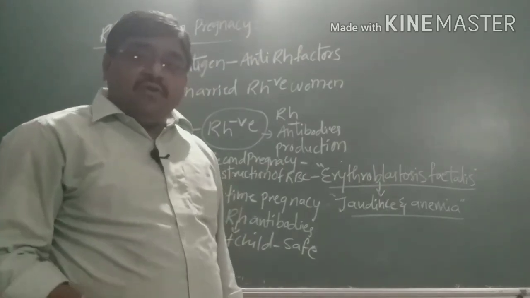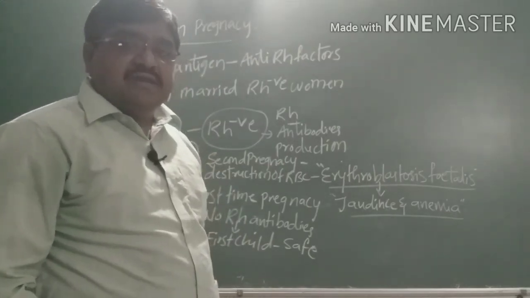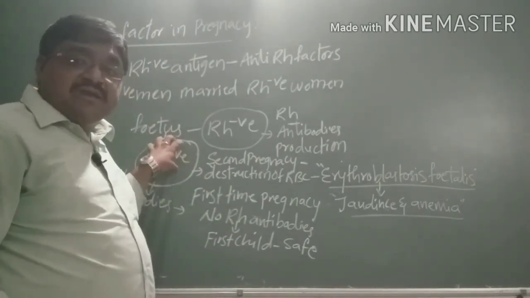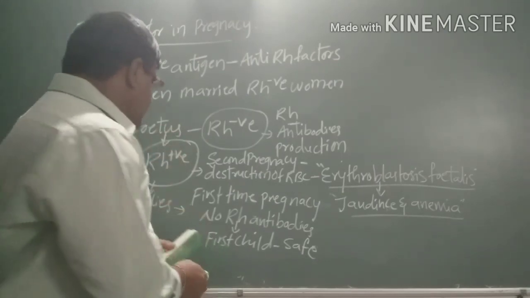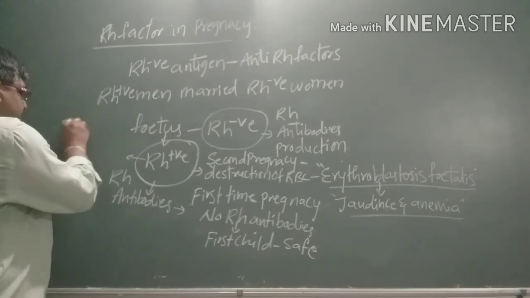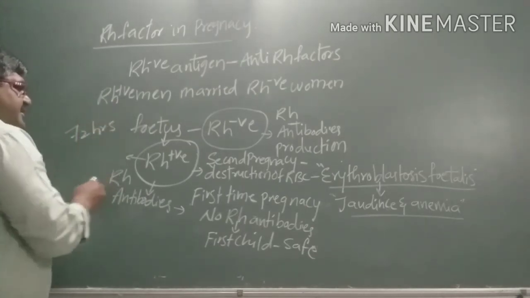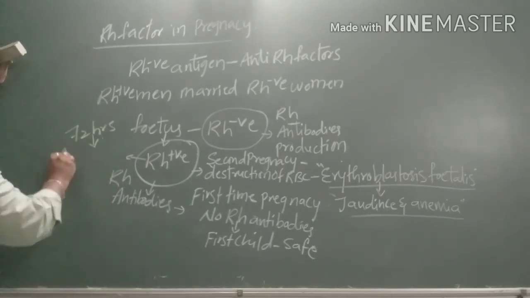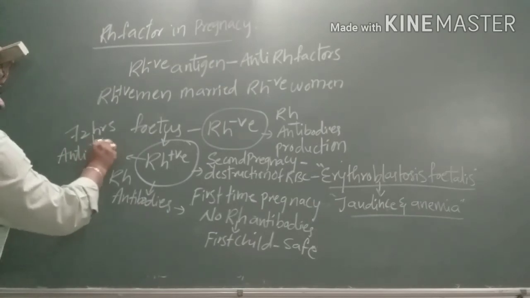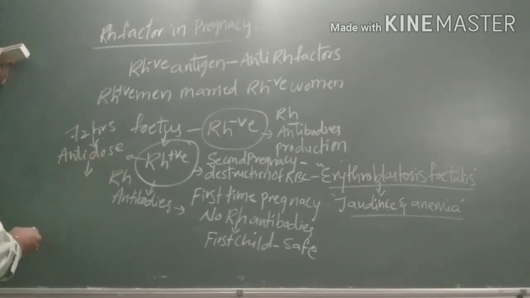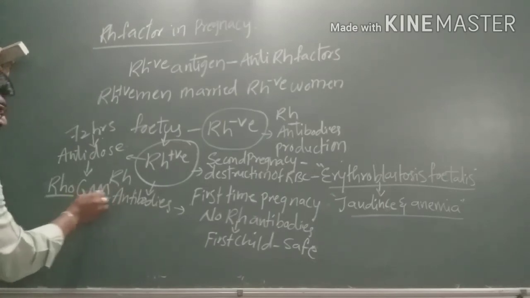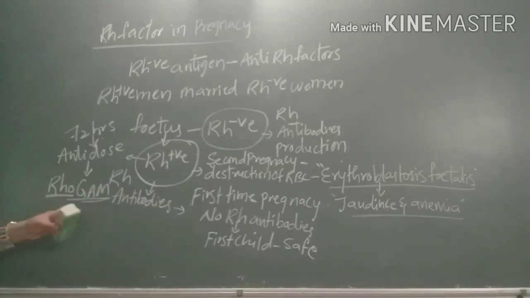So before delivery, when an RH negative woman has a second pregnancy, 72 hours before the delivery an anti-dose is given. That is called RhoGAM. Rho means RH factor, GAM means gamma globulins.